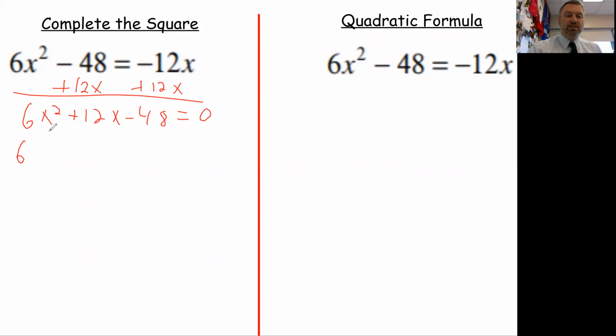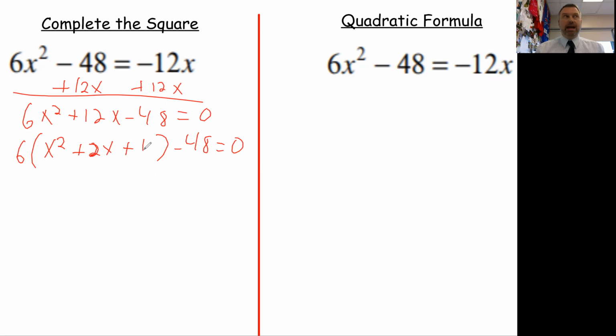So 6 times what is 6x squared? Just the x squared. 6 times what is 12x? Plus 2x. Leave a space, minus 48 equals 0. Now take half that linear term, which in this case is 2. Square it, you get 1. So I'm going to add 1 right there.